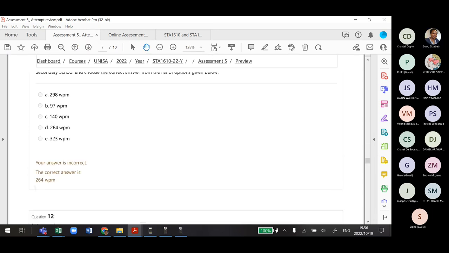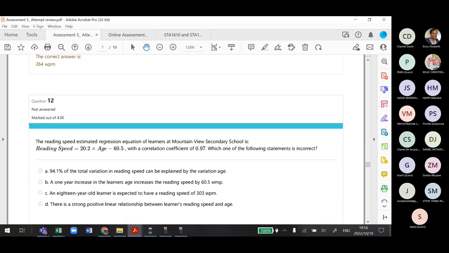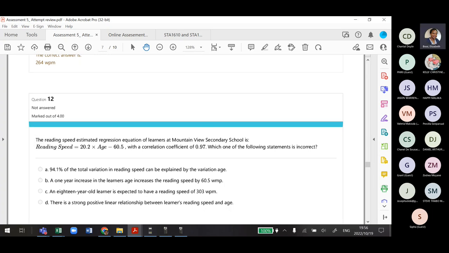On your assignment, the reading speed estimated regression equation for the learners at Mount View Secondary School is your reading speed of 20.2 times the age minus 60.5 with a correlation coefficient of 0.97. Which one of the following statements is incorrect? Okay, so the coefficient of determination is R squared. So you need to calculate 0.97 squared because it is R squared. And if it's 94, then that statement should be correct.